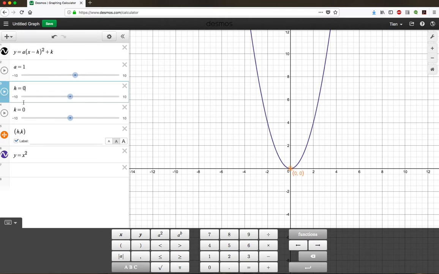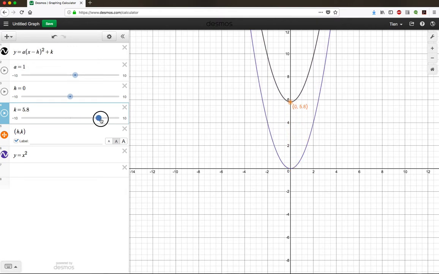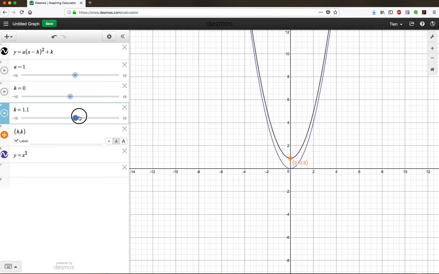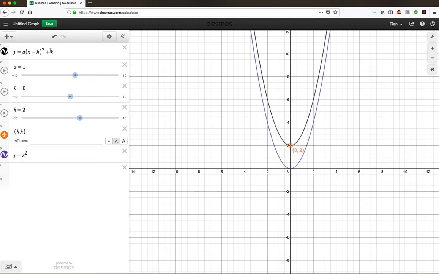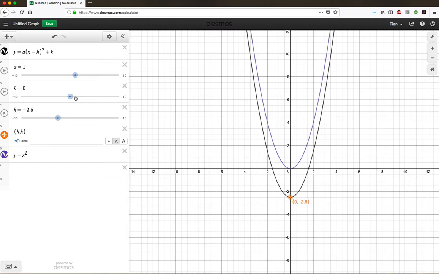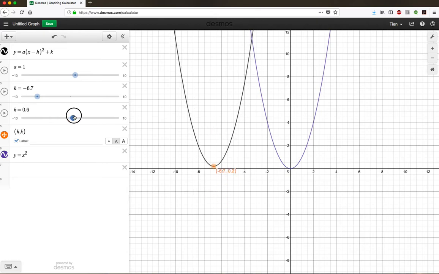And let's talk about what happens when we change k. Well, k just adds some value to what we have here. So if I make k positive, I raise the graph up. If I make k negative, I bring the graph down, right? I'm just taking all of the y values and I'm adding k to them, or I'm subtracting k from them. So either way, they just shift the original parabola up or down. Now, if I combine these things, all I'm doing is shifting the locus of my parabola around the space.